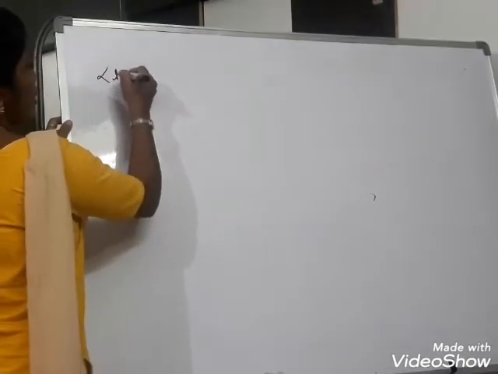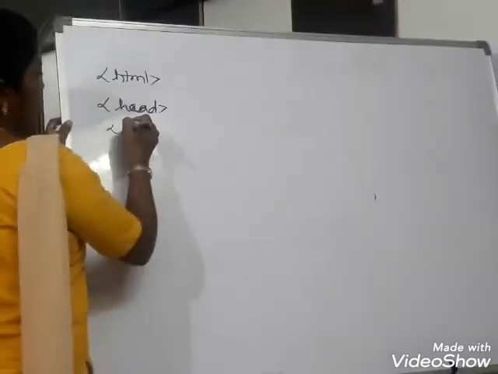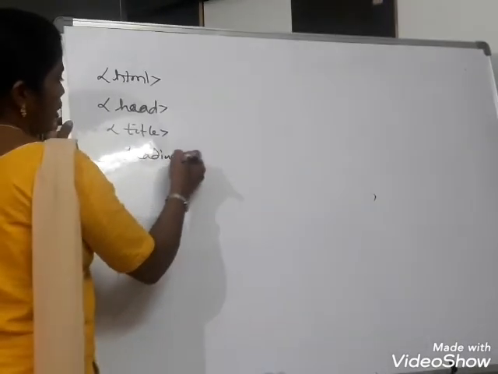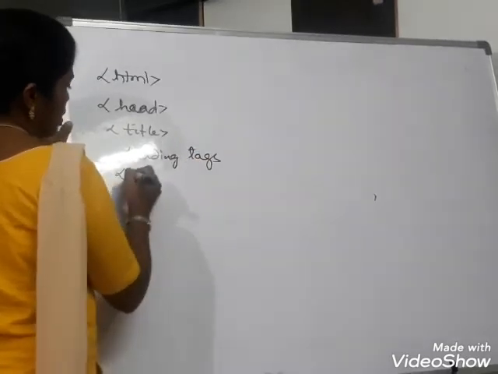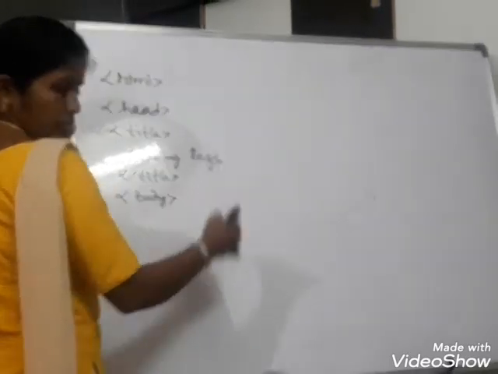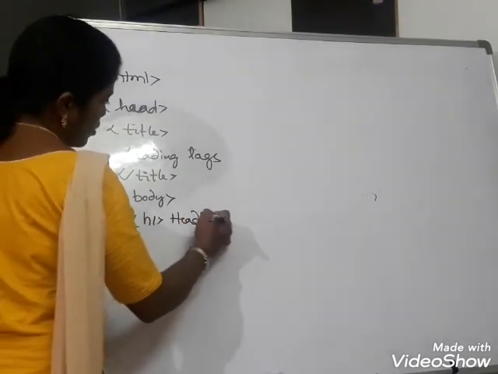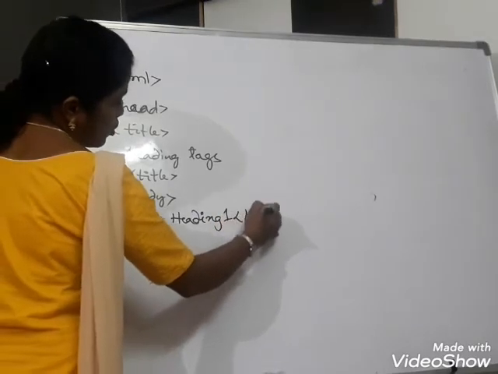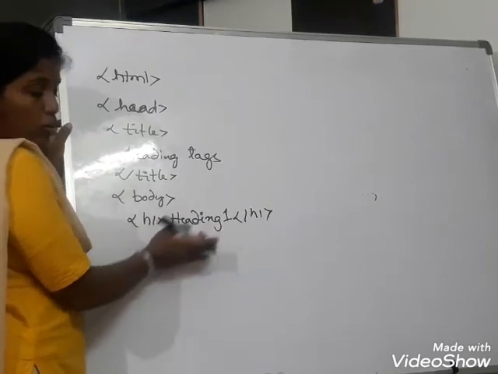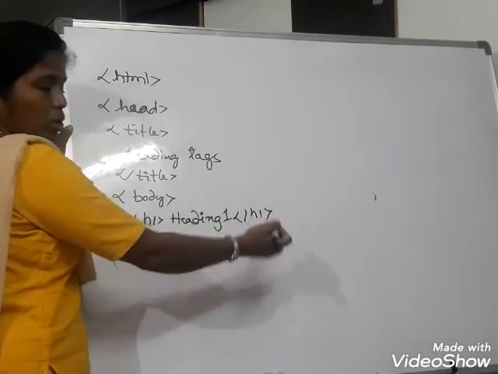So as usual, start with HTML, head, title: heading tags. As I want to tell, it is a heading tags program. So close title, then body, right? So here I am writing H1, heading 1. So close H1. Remember, H1 must be closed because otherwise the next line also comes into this. I have opened H1, so I have to close H1.